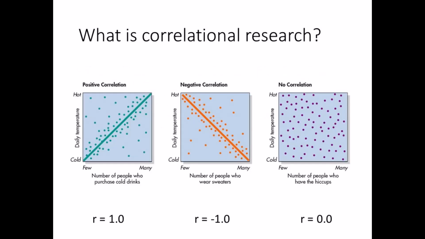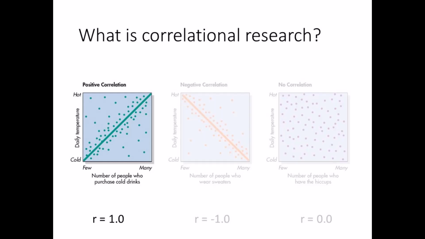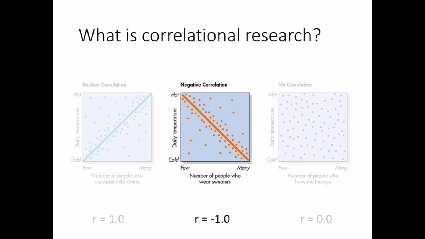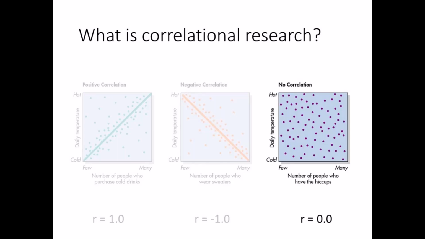These graphs are called scatterplots. Each dot represents where a human being falls on some measure. These scatterplots illustrate a few examples of the relationships we might investigate. What is the relationship between the temperature outside and the number of people who purchase cold drinks? What is the relationship between the temperature outside and the number of people who wear sweaters? What is the relationship between the temperature outside and the number of people who have the hiccups?